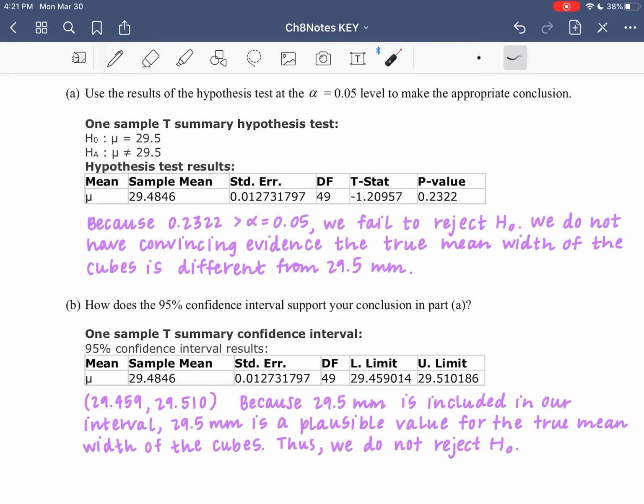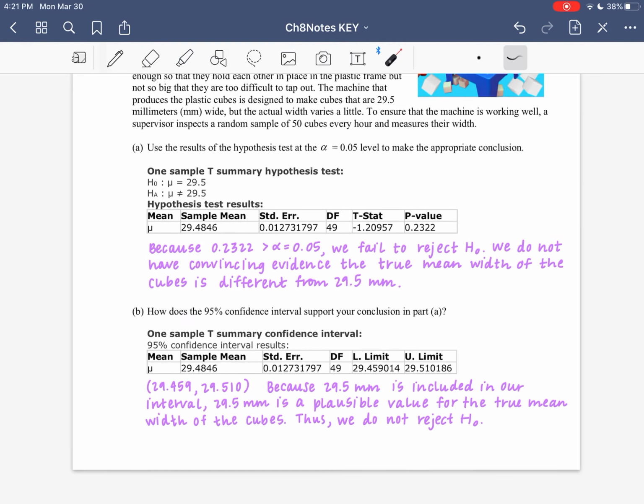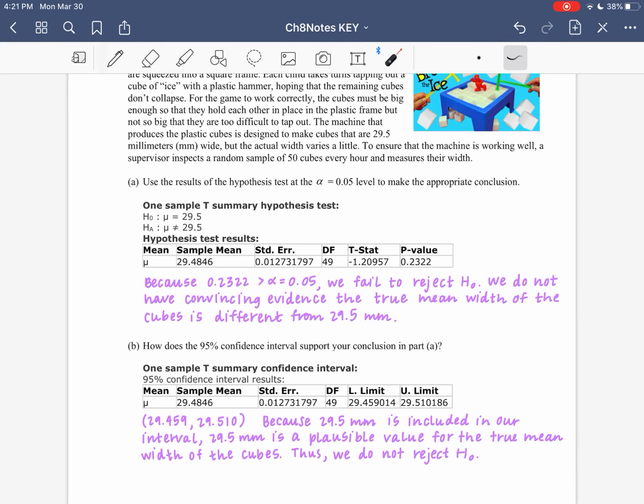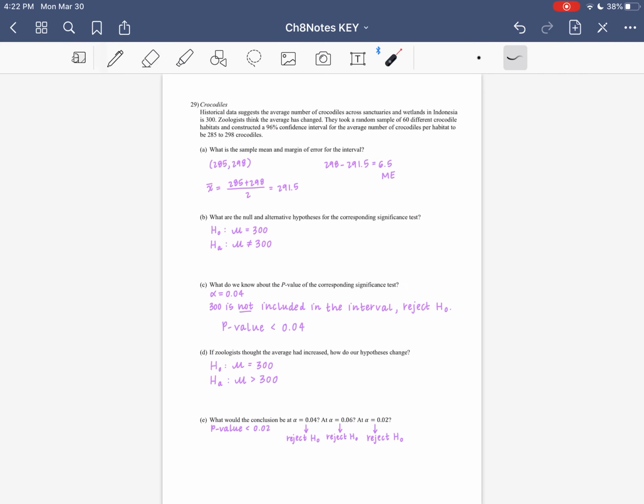mu equals 29.5. So what I want you to see is that we got the same conclusion based on the fact that 29.5 millimeters is included in our interval, and because our p-value was bigger than alpha here. So we've got the results of a hypothesis test, the results of a confidence interval. We know that this hypothesis test with this significance level here, it's two-sided, does in fact correspond to this confidence interval. So we know that we should get the same results for both of those things.